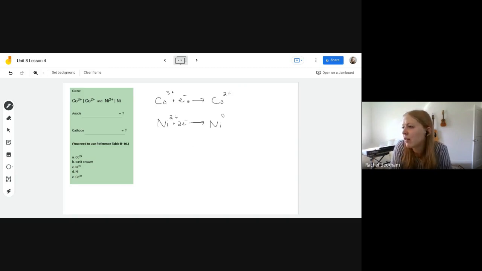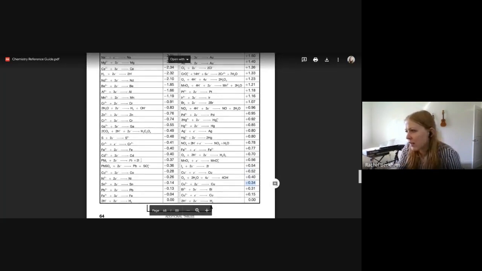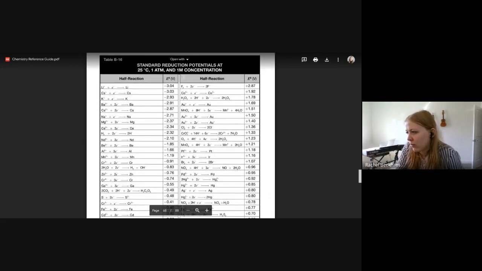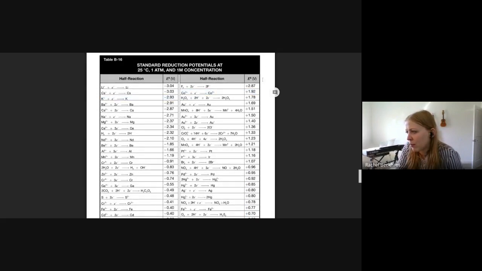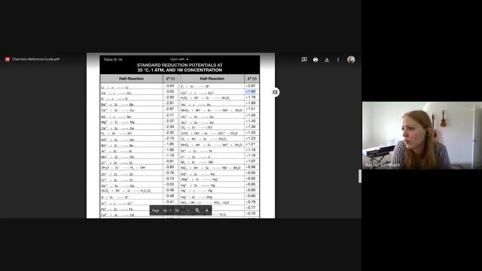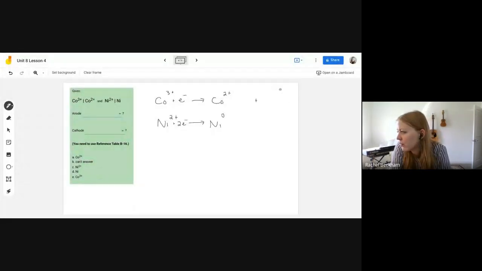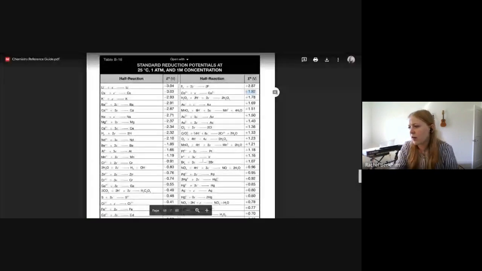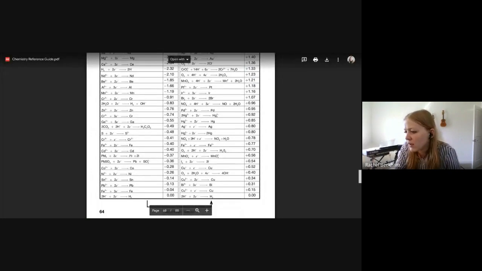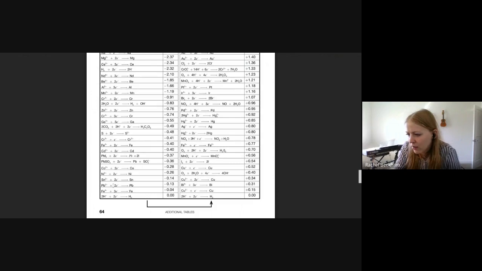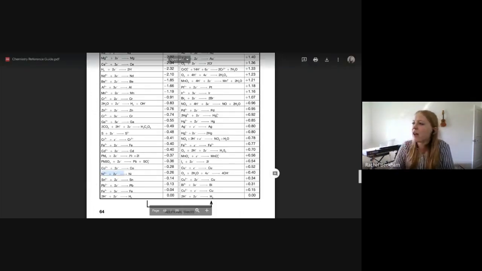Okay? Now we're going to find them in our guide. So we're looking for Co3+ plus e-. I'm finding that right here, and I'm getting positive 1.92. And now the nickel, Ni2+ plus 2e-. I'm seeing that right here, so that's negative 0.26.